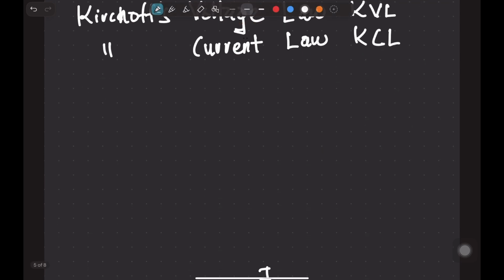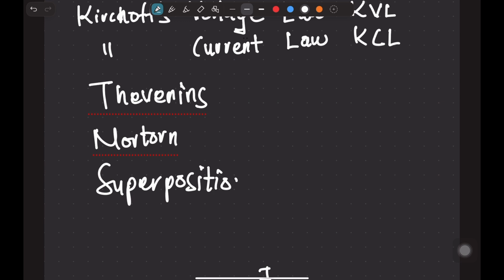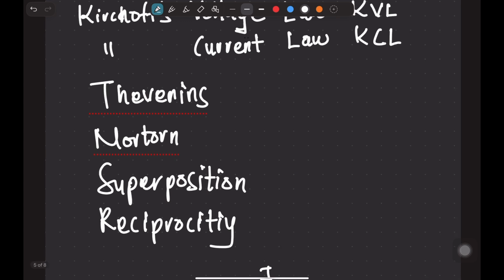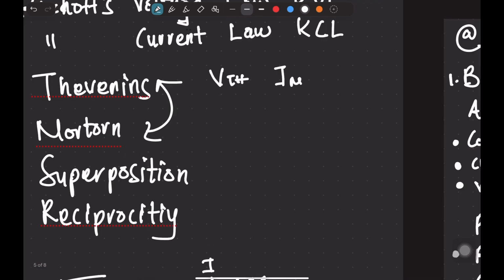First on the list is Thevenin's theorem, then Norton, superposition, and the reciprocity theorem. We'd also discuss how Thevenin and Norton are similar, with the relationship between Thevenin's voltage, VTH, and Norton's current, IN.